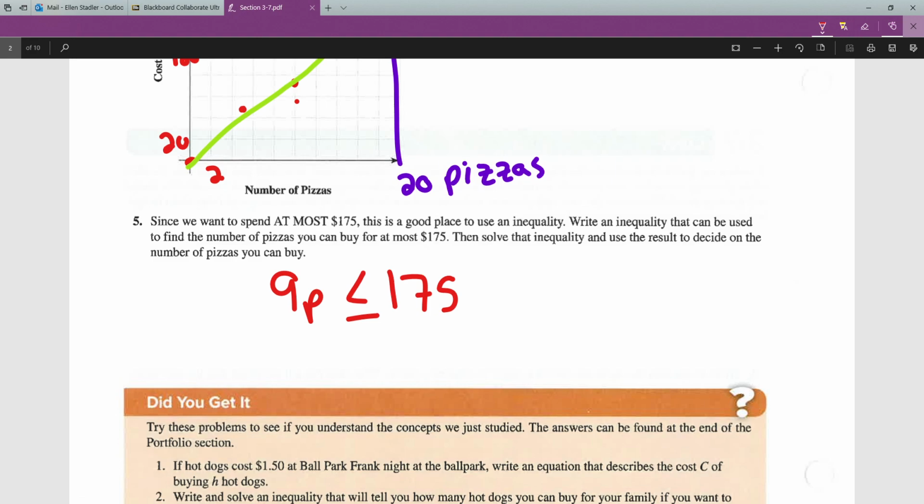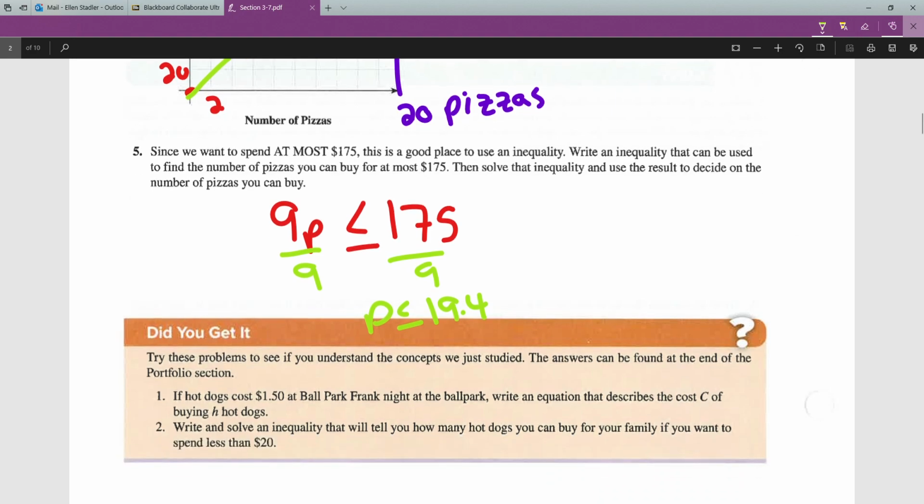How do I solve that? I solve it by dividing both sides by 9 and getting p is less than or equal to 19.4. So the same thing we have found several times, that I can order up to 19 pizzas and still be under budget.